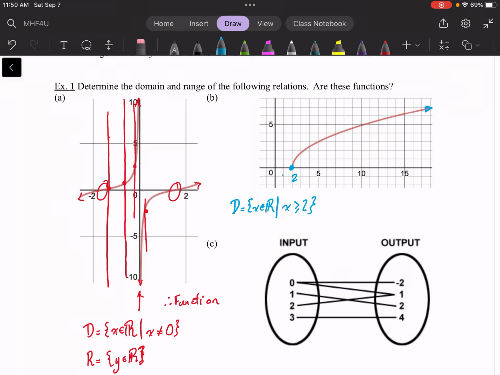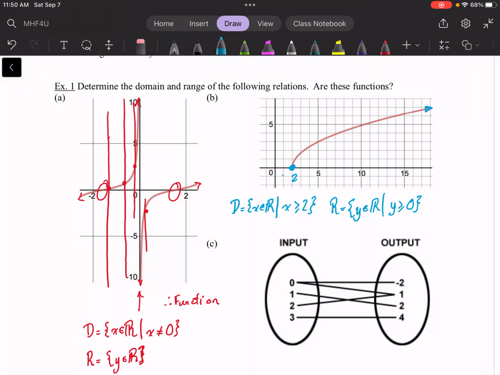For the range you can see, well, y belongs to all real numbers. Again, there's no holes or breaks that I can see, but it just doesn't exist anything below the value of 0, so y is greater than or equal to 0. And because it starts at 0, you can include it.